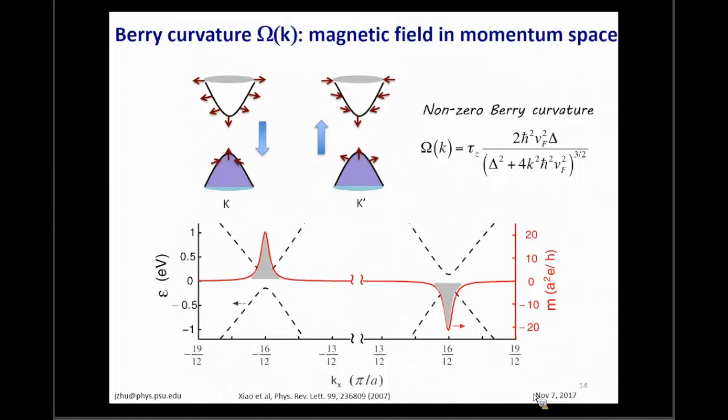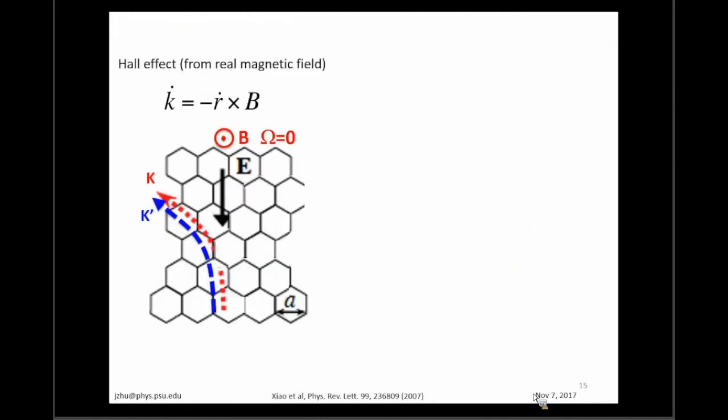So the next thing you might think about is, well, what happens if you have a magnetic field? If you have a magnetic field, you have a Hall effect, right? So if you're in real space, you apply a current in a non-zero, real magnetic field, your electron, depending on whether it's an electron or a hole, goes one way or the other way. It doesn't care about spin. It cares about charge.